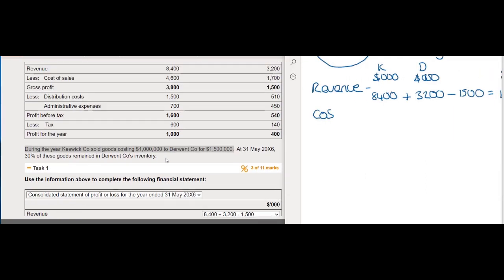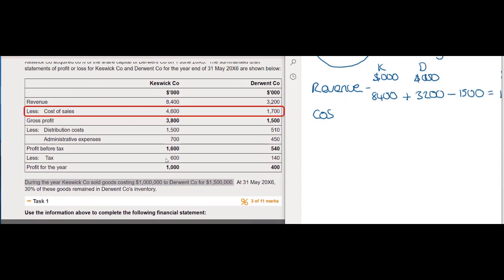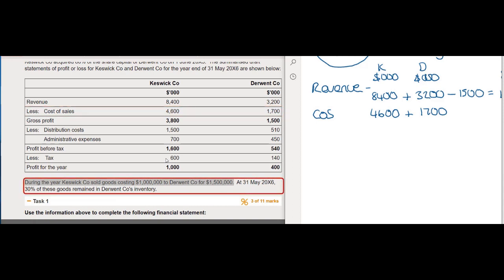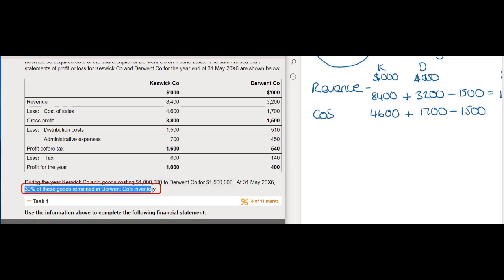Once again, looking at the information provided, we can see that Keswick's cost of sales were 4.6 million. Adding on to this is Derwent's, which amounted to 1.7 million. Remembering that we had an intragroup sale, and so Keswick sold to Derwent, and so therefore Derwent purchased from Keswick. The purchase in Derwent's accounts needs to be removed. So we are going to remove the 1.5 million that they paid for those goods. In addition to this, we are also told at the end of the year on the 31st of May, 30% of these goods remained in Derwent's inventory.